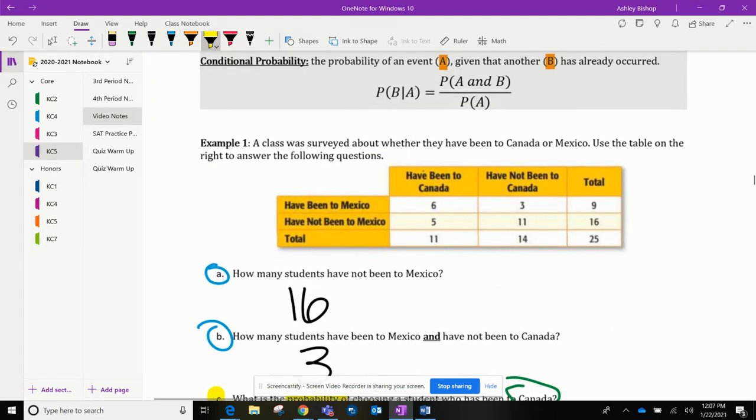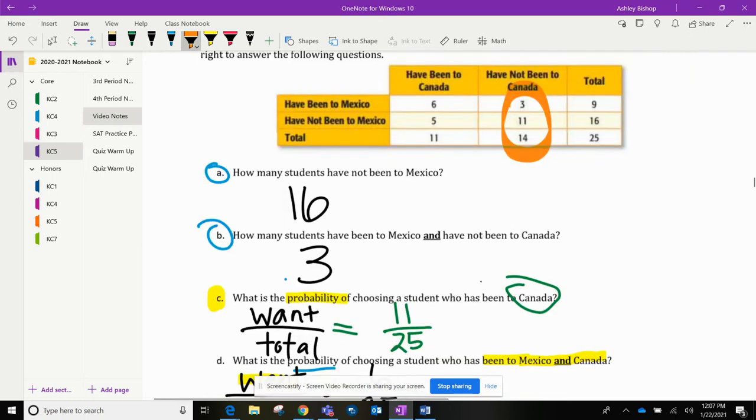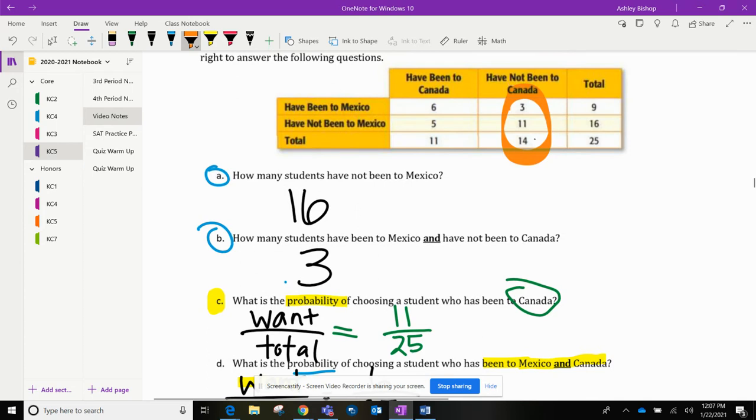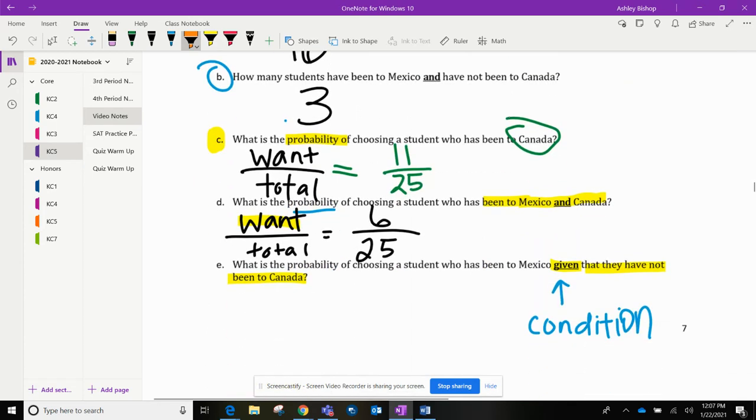So I'm going to go find the column of people that have not been to Canada. And so that's going to be this column right here. All of these people have not been to Canada. And I know then that I'm going to find probability because it says, what is the probability? So again, I know that I want over my total.